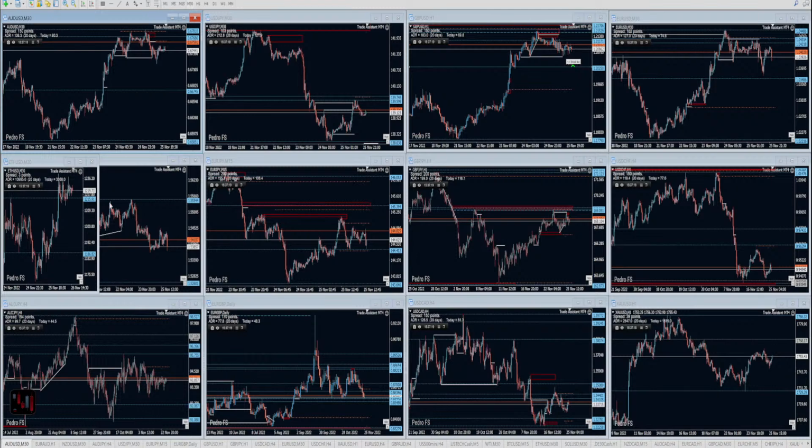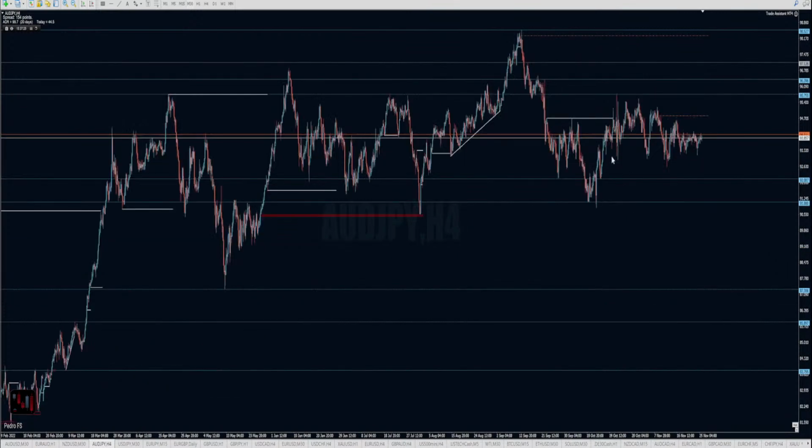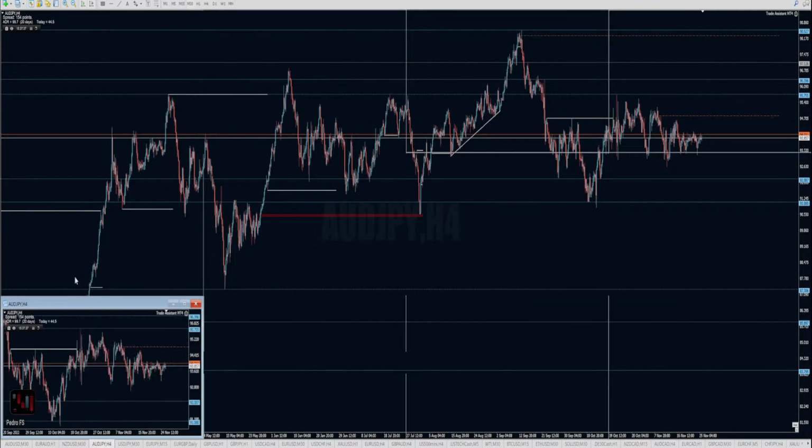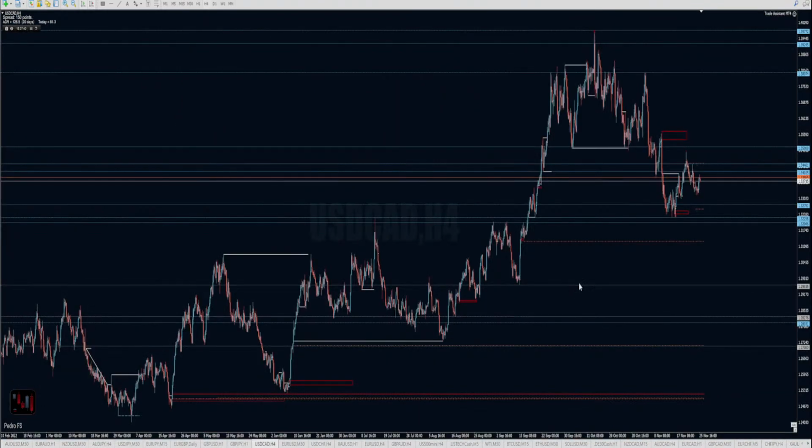What else? Go away, Ethereum. Aussie Yen, Jesus, I haven't looked at Aussie Yen for so long. Look at this nonsense of a move. For so long that is happening like this. It's a complete nonsense, so I don't even spend time looking at it. Dollar CAD. Yeah, let's look at dollar CAD.